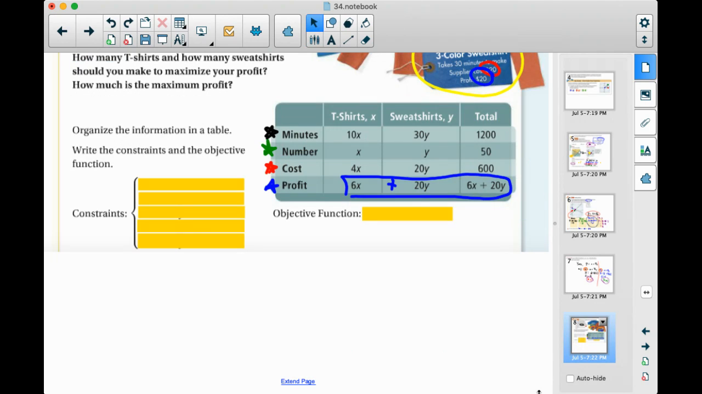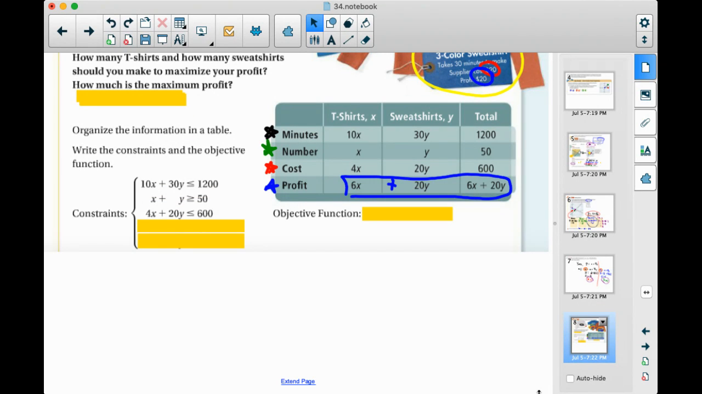Okay? So let's look at what we have for our functions. The first one we already wrote, 10x plus 30y is less than or equal to 1,200. So that's the minutes. How many minutes I have per t-shirt, per sweatshirt, and the total minutes I have until I have to make all these products. Next, x plus y is greater than or equal to 50. That's the number of t-shirts plus the number of sweatshirts has to be greater than or equal to 50. So I have enough product to sell.